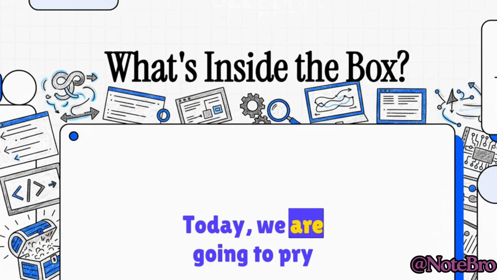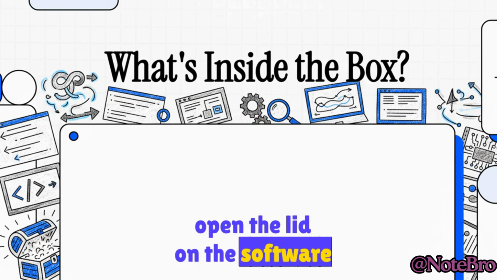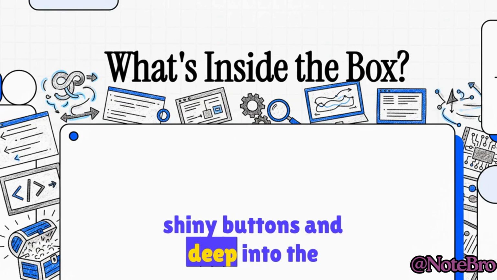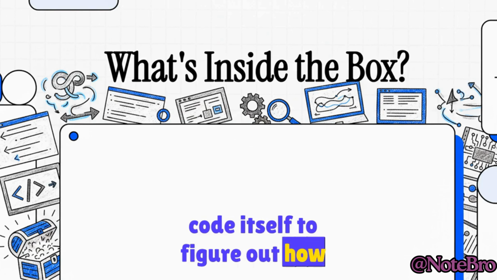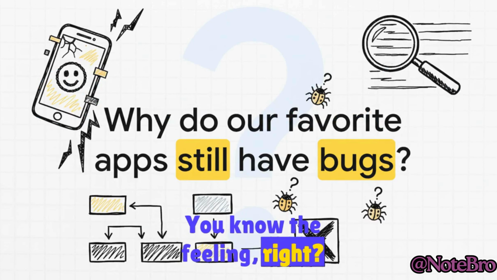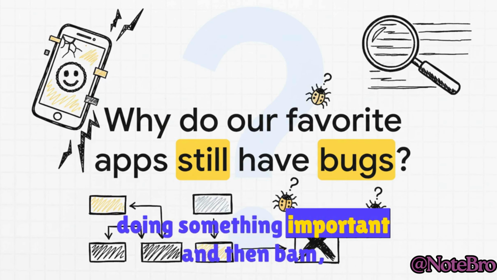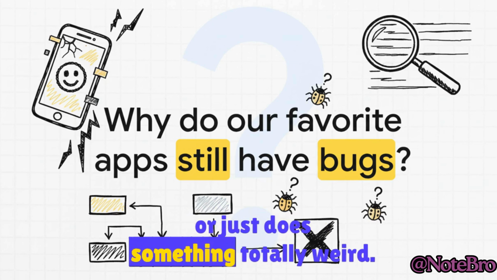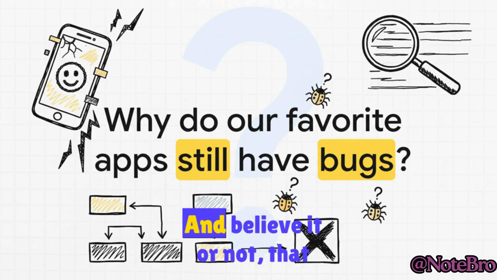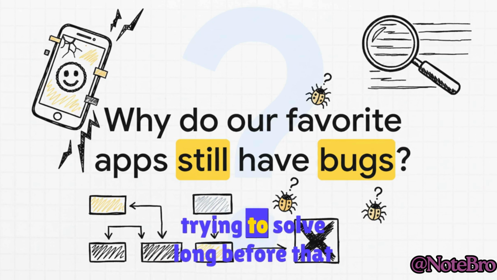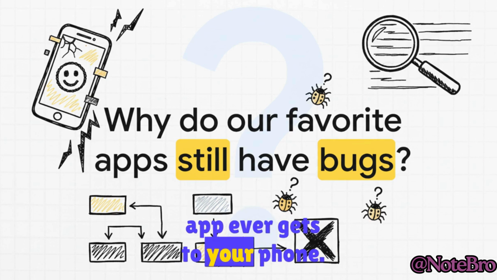All right, today we're going to pry open the lid on the software you use every single day. We're going way past the shiny buttons and deep into the code itself to figure out how do developers really know it works. You know the feeling, right? You're in the middle of doing something important, and then bam, the app freezes up, it crashes, or it just does something totally weird. It's so frustrating. And believe it or not, that's the exact problem that a whole field of software testing is trying to solve long before that app ever gets to your phone.